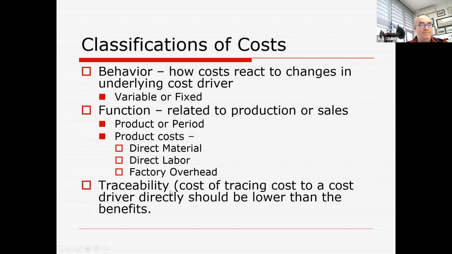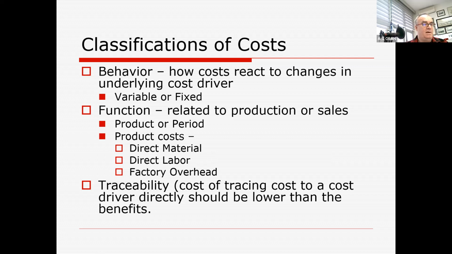So traceability, the cost of tracing cost to a cost driver directly. So, for example, traceability, if I can determine how much plastic is used in this, how much other materials are used, how much labor is used, then all of those costs are traceable to that particular product. So we want to do as much of this as possible, because those things which are untraceable, we're still going to have to find a way how to assign those to the different things that we've been producing. And that's where it becomes a little less clear about how it's going to affect your decision making in that organization.